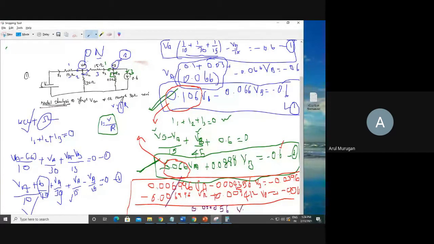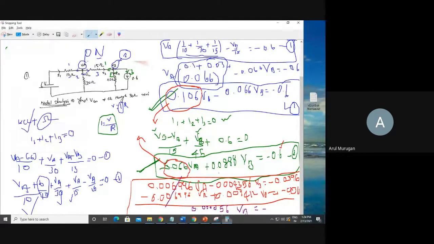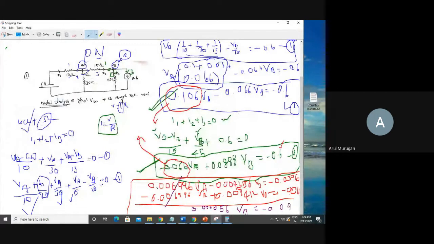VB is equal to, what about this side? Both have the minus sign, so minus, then add it: 0.0396 plus 0.0. What is the term I have written? 6 something. Okay, then the answer is 0.0996. So you are getting these equations.